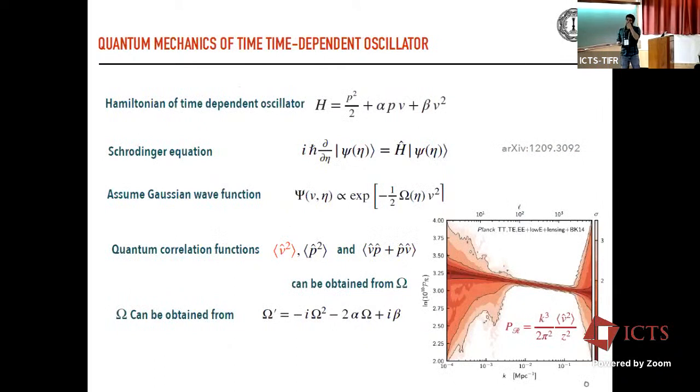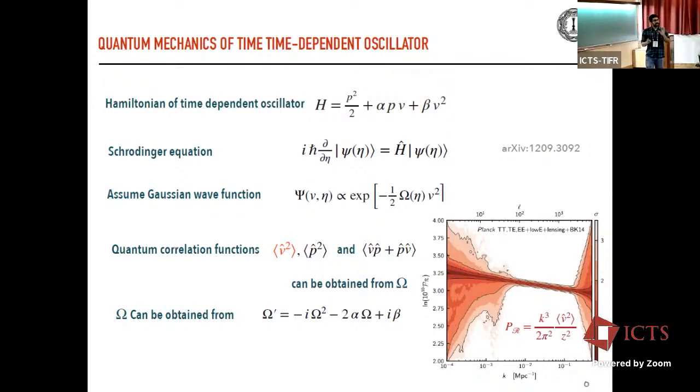How do we quantize, and how do we calculate this power spectrum? As I said, these are quantum fluctuations, so we have to calculate the quantum correlation functions, which is the power spectrum. So just take this Hamiltonian of a time-dependent harmonic oscillator, put it in the Schrodinger equation, and also assume that the state is Gaussian. Then we can calculate the different correlation functions of the Mukhanov-Sasaki variable and its conjugate momentum. V is the conjugate momentum here. You can calculate different correlation functions of the Mukhanov-Sasaki variable and also the cross correlations.